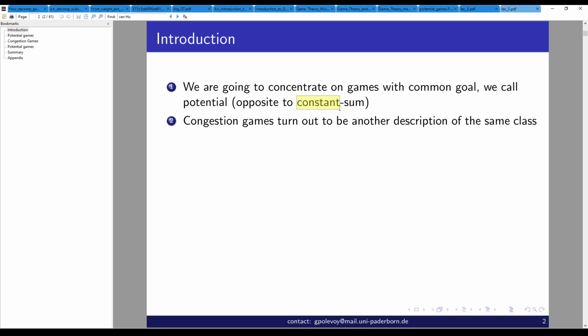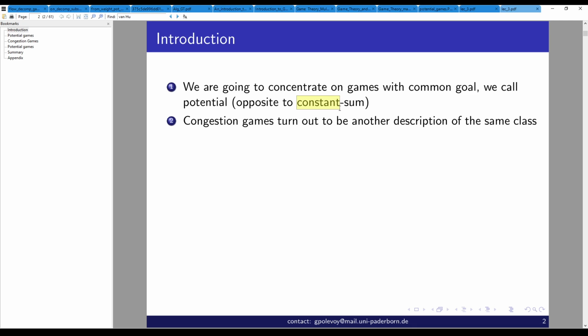Now, I've chosen to teach that part on the course, because I think that it's logically very similar to zero-sum games. Historically, zero-sum games were more important, and they were the first to be studied and all that. But logically, both subclasses are very important. In a way, they play similar roles. So potential games are about aligned interest. Zero-sum games are the epitome of opposite interests. So they are both important, and I think it's good that we study that.